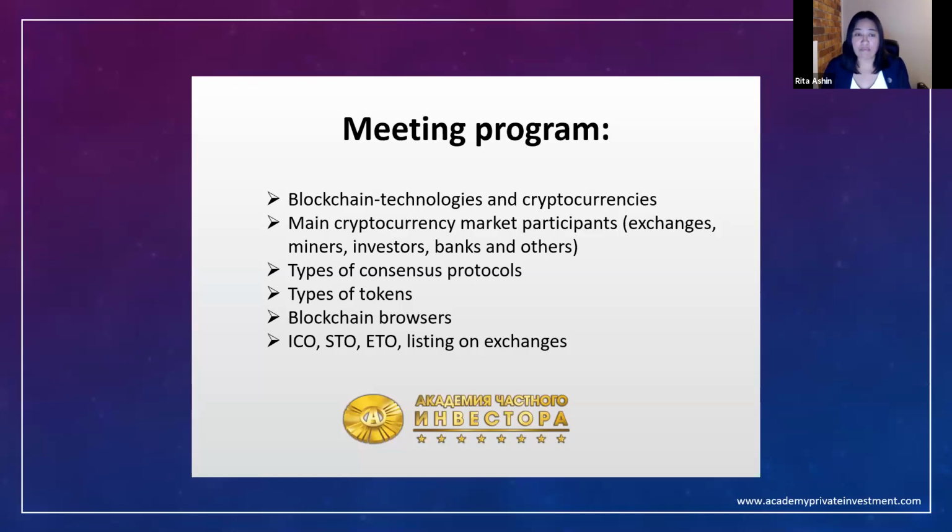We're going to go over this program. So today we're going to talk about blockchain technologies and cryptocurrencies. Main cryptocurrency market participants, for example, exchanges, miners, investors, banks, and others. And we're going to talk about different types of consensus protocols, different types of tokens, blockchain browsers, ICOs, STOs, ETOs, listing on exchanges. You've heard a lot of these terminologies before. So let's dive in and check out exactly what they mean.